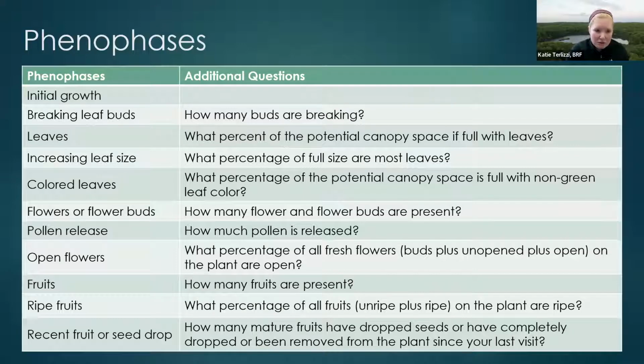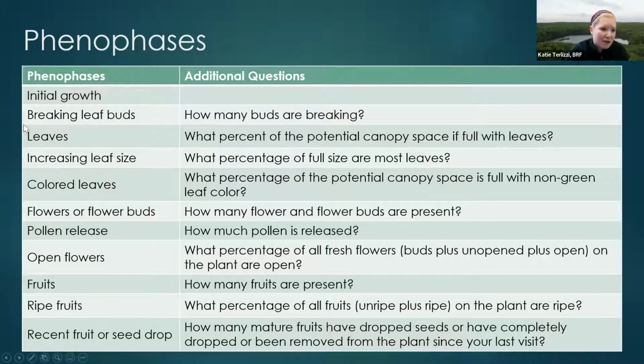Initial growth is really, really hard to find. A lot of the time it's under the leaf litter, and we don't want to go around disturbing the leaf litter. I've never actually seen it. If you do happen to see it, that's amazing, but I wouldn't spend a ton of time looking around for this initial growth for the whitewood aster.